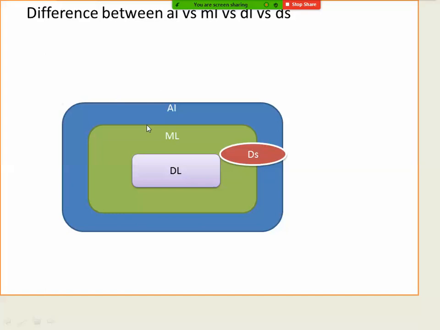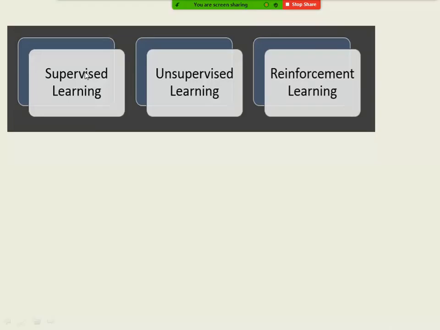So, we train the machine to perform a particular task without writing any explicit coding. Machine learning can be classified into three types: supervised machine learning, unsupervised machine learning, and reinforcement machine learning, which means semi-supervised machine learning. Supervised means labeled data is available.